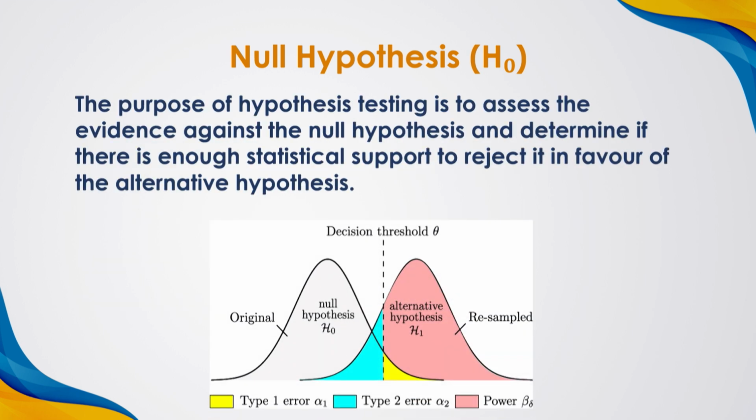The purpose of hypothesis testing is to assess the evidence against the null hypothesis and determine if there is enough statistical support to reject it in favor of the alternative hypothesis. If you look at this figure, there is an original curve and this is a resampled curve. Then we have a type 1 error alpha 1, type 2 error alpha 2, and power of the test represented in this figure. This is the decision threshold about the parameter theta.